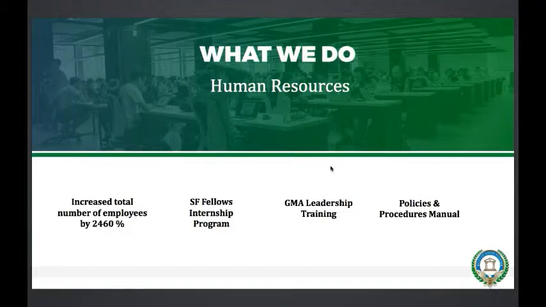We're also partnering with GMA to develop a supervisory and management leadership training program for our leaders. We want to make sure, again, that we have quality and competent people working alongside our team, but we also want to provide them the opportunity to grow within their ranks and within their profession. The Human Resources Department also developed the city's first HR policies and procedures manual to document how we go about doing our business and to make sure that we're being transparent in how we do that.